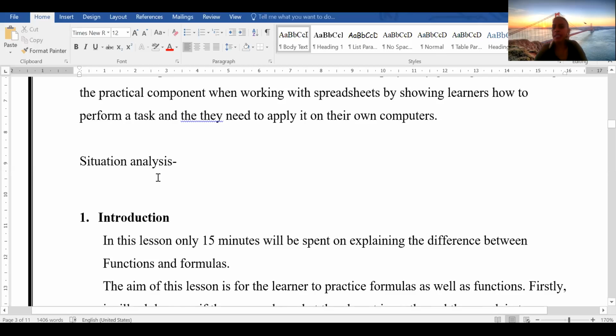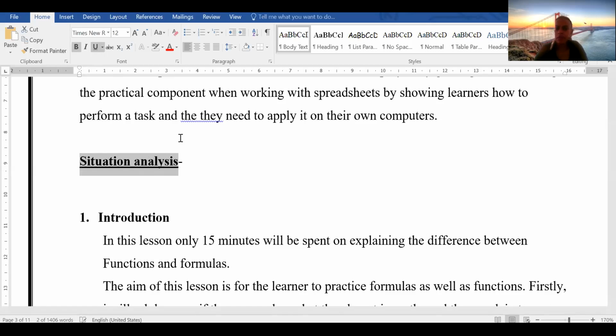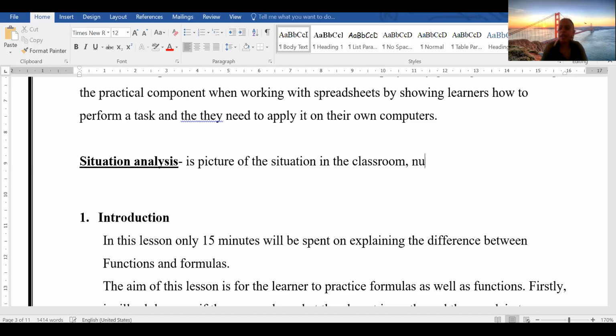What is a situational analysis? Tell me what I can write here. What is a situational analysis? A situational analysis is a picture of the situation in the school, either in the school or in that classroom, whereby you're going to discuss the number of students that are there, because that will affect your teaching.